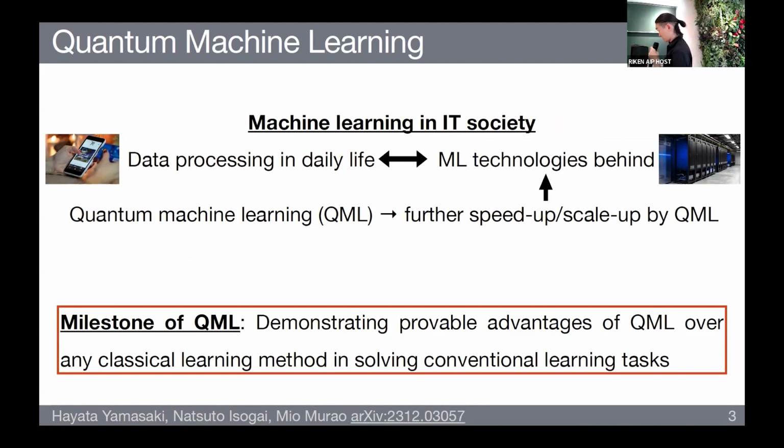One of the big future milestones of quantum machine learning will be demonstration of provable advantage of quantum machine learning over any classical learning methods in solving some conventional learning tasks. At the moment, under current technology, quantum computers might not be powerful enough to implement such powerful quantum machine learning methods, but the main topic of this talk is for which task we can prove the advantage of quantum machine learning and what kind of task we should demonstrate in the future.